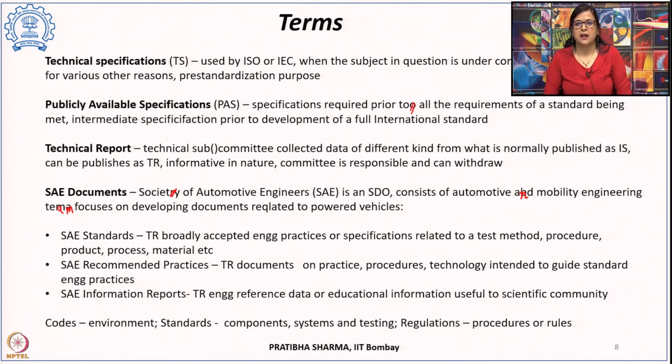Now let us understand that there is a difference between codes, standards and regulations. Regulations are procedures or rules which need to be followed. Codes basically give information about the environment, the construction, the product, and standards are usually to ensure the business. Standards are about the components, the systems, and the testing protocols that need to be followed.